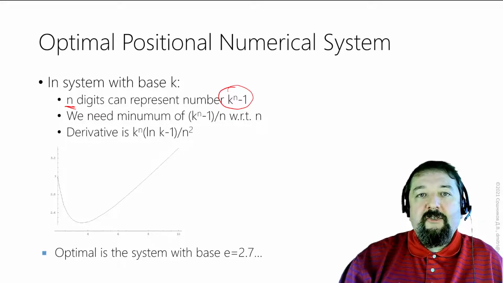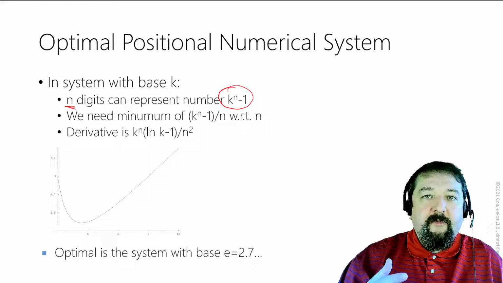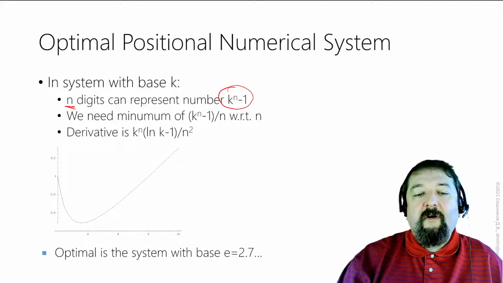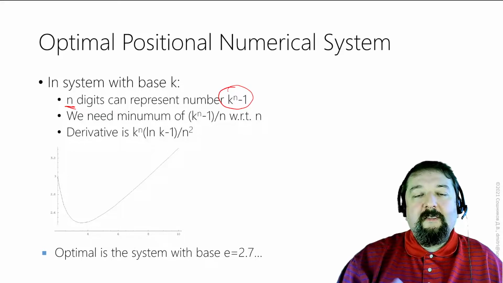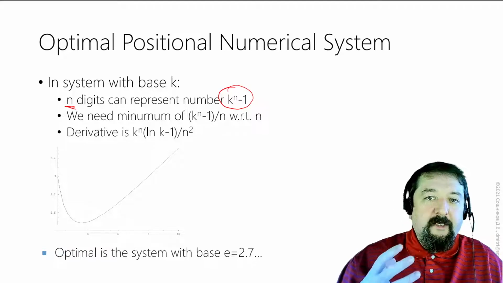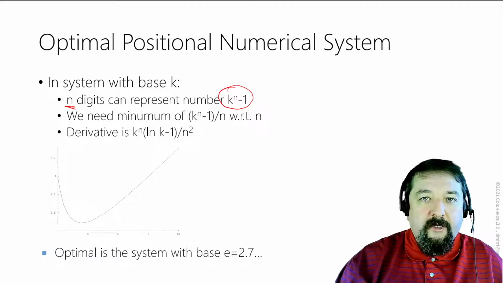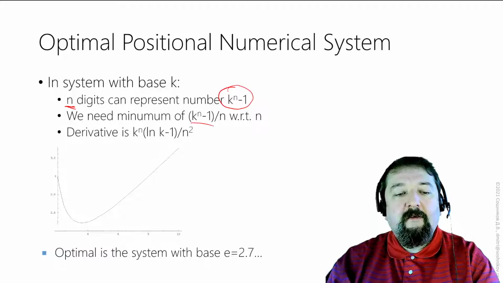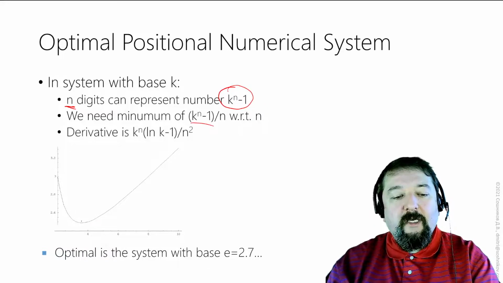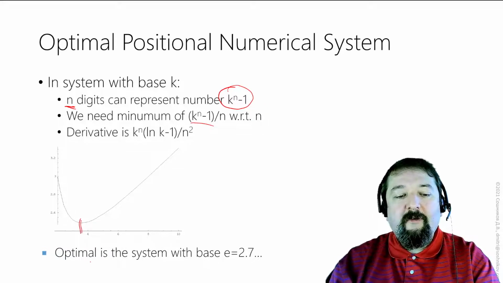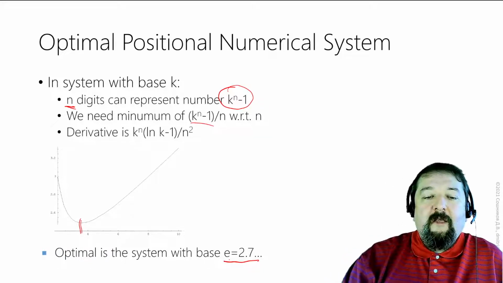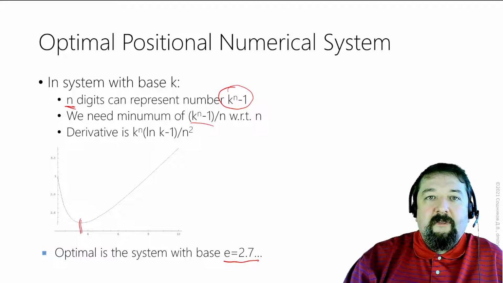But having a lot of digits also adds complexity, because we need to consider all of them as special cases. So if we think of the system which would correspond to the highest expressive power of each individual digit, we need to take this function and look for its minimum. And if we do that, we can see that the optimal numerical system would be the one with base e, because when we have e as the base of the system, we have the minimum of this function.